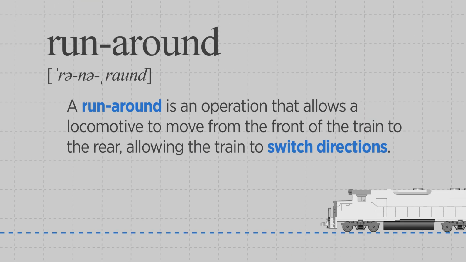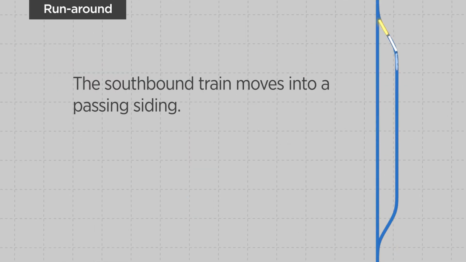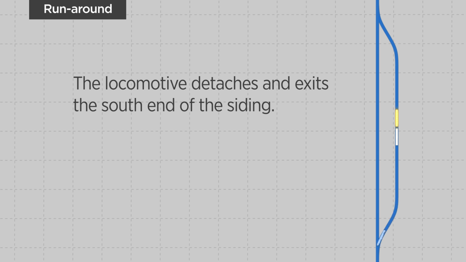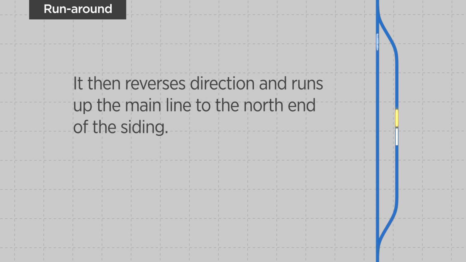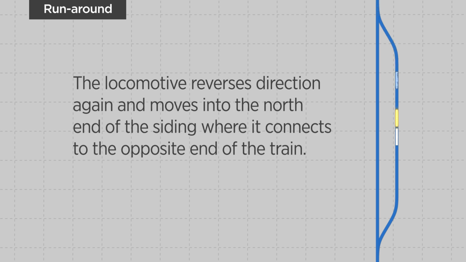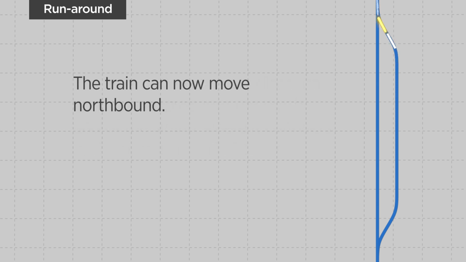A runaround is an operation that allows a locomotive to move from the front of the train to the rear, allowing the train to switch directions. Let's see this in action for a southbound train. The southbound train moves into a passing siding. The locomotive detaches and exits the south end of the siding. It then reverses direction and runs up the main line to the north end of the siding. The locomotive reverses direction again and moves into the north end of the siding where it connects to the opposite end of the train. The train can now move northbound.